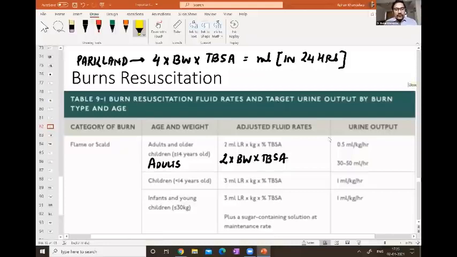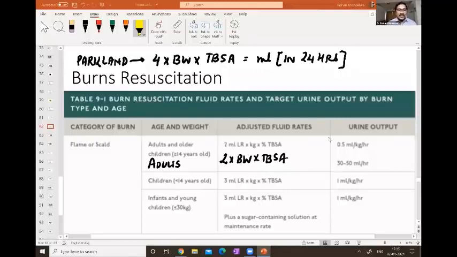So the Parkland's formula is the formula for resuscitation of burns patients. It is based on Ringer lactate, and it is 4 into body weight into total body surface area, and you get the amount of fluid required in 24 hours. Half of this fluid is to be given in the first 8 hours, and the other half is to be given in the next 16 hours.